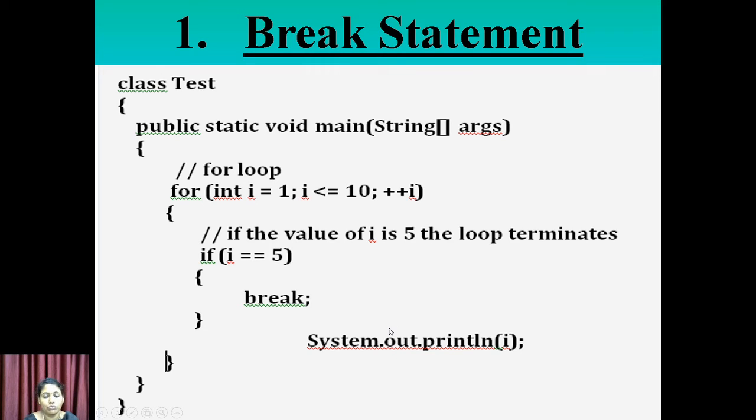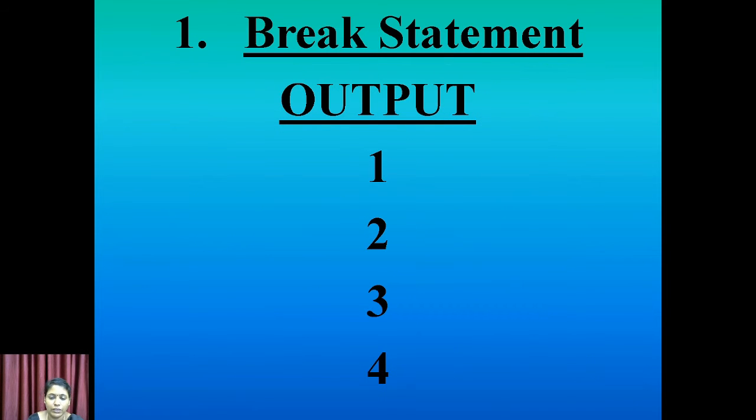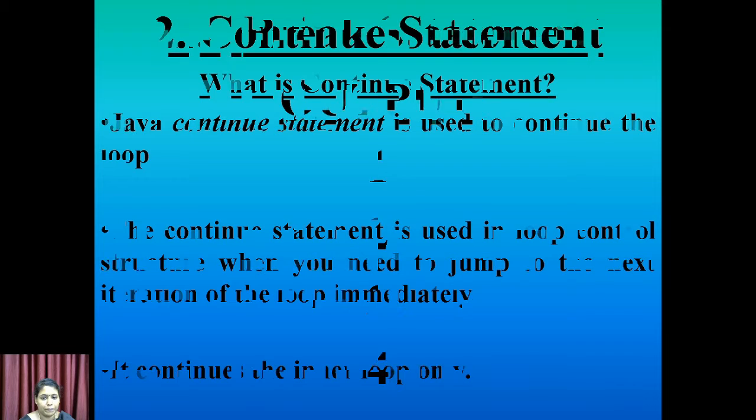So if i is equal to 5, the break statement will execute. Once the break statement is executed, the control comes out of the for loop. So System.out.println does not continue printing after the i value 4. So the output we will get is 1, 2, 3, 4 only.